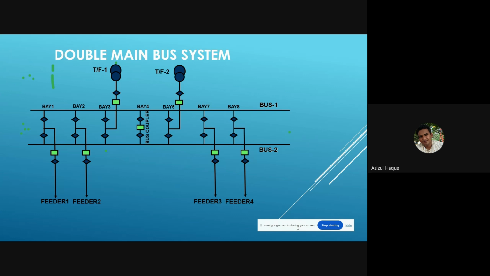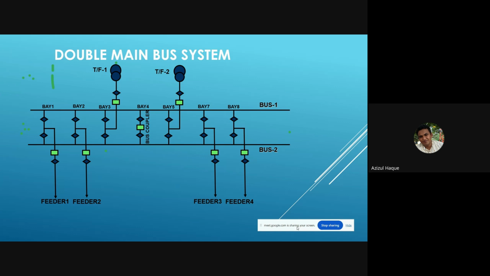In each bay, these buses are interconnected through isolator and breaker, and the feeder is connected to this common point, so that we can connect this feeder to bus 1 or bus 2 according to our requirement or choice. So in this case, there is some flexibility over the single bus system.